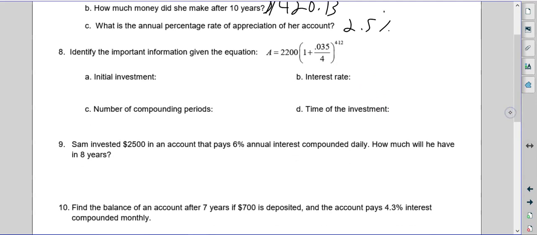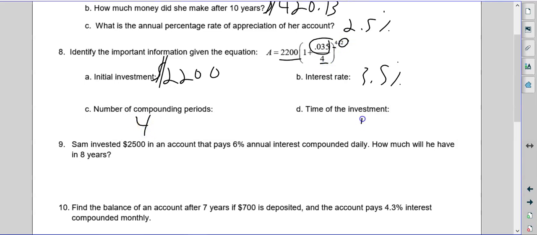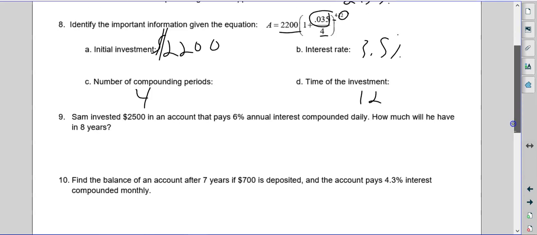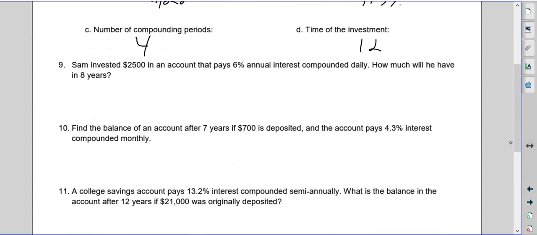Number 8, more identification. What's the initial investment? That's right here, $2,200. The interest rate is right here, 3.5%. The number of compounding periods is this number that repeats right here and here. So that's 4. And the time is the odd man out. So the two matching numbers are the compounding periods. The other number is the time of investment. Now we're going to do a few of those.